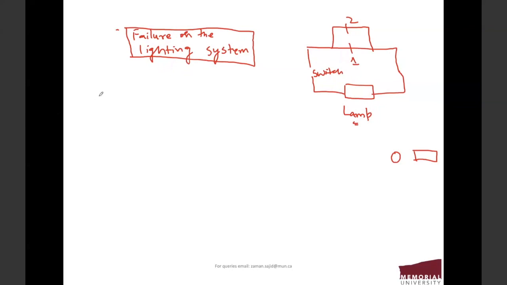So what could be the first cause for the failure on the lighting system? It could be no power to the lamp. Or it could be because of a faulty lamp. Faulty lamp. This is L here. So what are the two possibilities again? The failure on the lighting system could be because of no power to the lamp, or it could be the faulty lamp. As you can notice, I'm using the word or. So this is indicating me that these two events should be connected using an OR gate. And this is the symbol that we use for an OR gate.